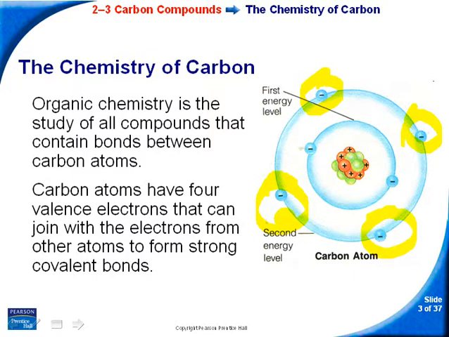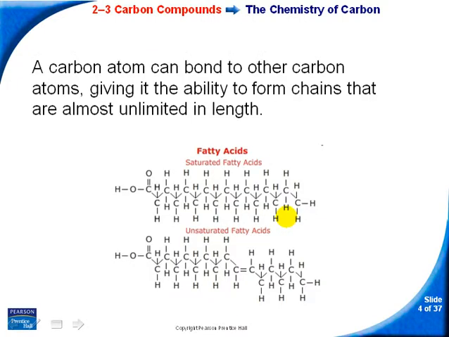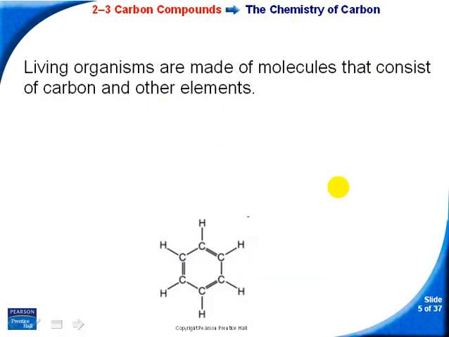That's the most that an atom has. So it's very versatile in that. So it can bond to other carbon atoms, which gives it the ability to form chains that are pretty much unlimited in length. And here's a picture of fatty acids and unsaturated acids, and you can see the nature of this chain of carbons all coming along. And here's another chain here, and you're going to see other types of chains as we go along.